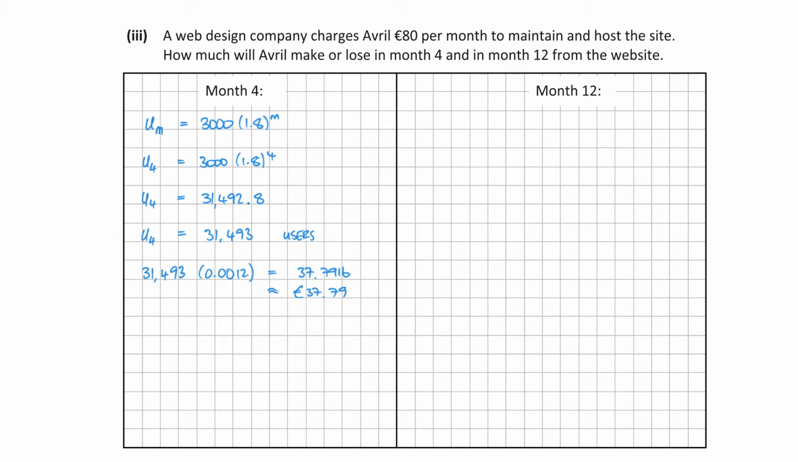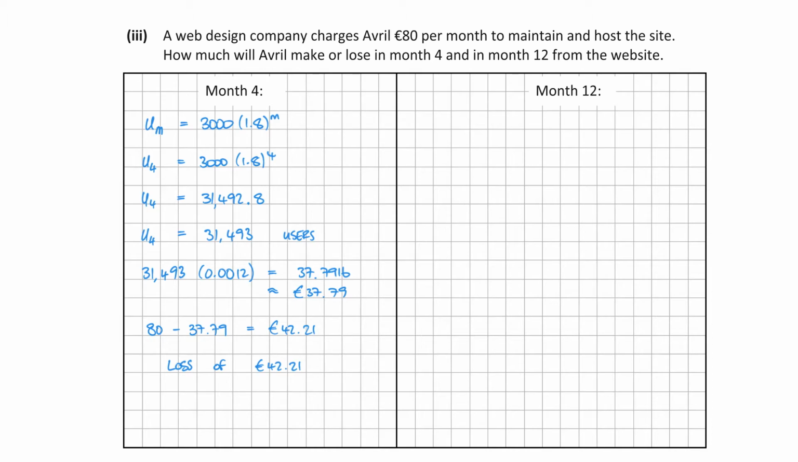Now, we know that she's paying 80 euro a month to have someone running the website for her. So if it's 80 euro per month and she only earned 37.79, then she actually made a loss that month of 42.21. So we could just write down there loss of 42.21.